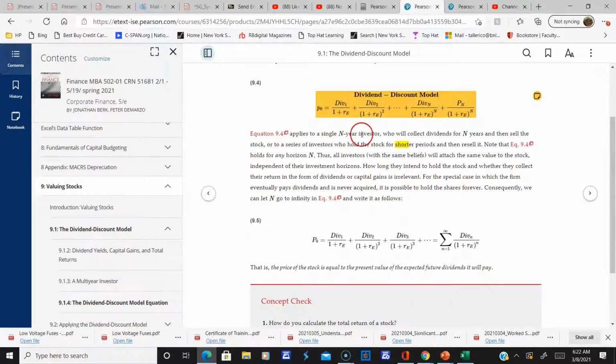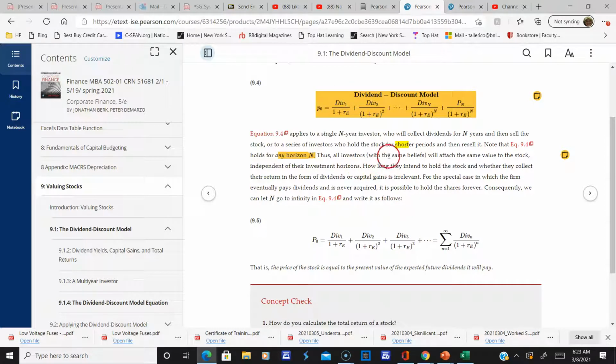So this is a single N-year investor, right? So you notice the word single here, right? Who will collect dividends for N years and then sell the stock, or a series of investors who hold the stock for shorter periods and then resell it. So supply and demand is a real big part of this. Note that equation 9.4 holds for any horizon, right? Any horizon N. Thus, all investors with the same beliefs will attach the same value to the stock, independent of their investment horizons.